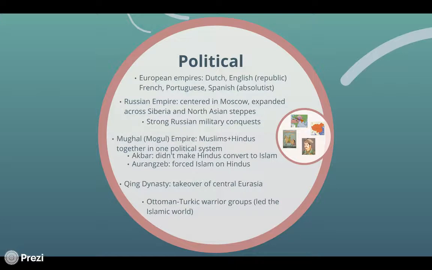The Qing dynasty took over Central Eurasia, so China was really expanding during this time period, and it had some great explorations by sea in the post-classical era and then into early modern. And then the Ottoman Turkic warrior groups were the ones who led the Islamic world. Those were in Turkey and the Western Middle East.